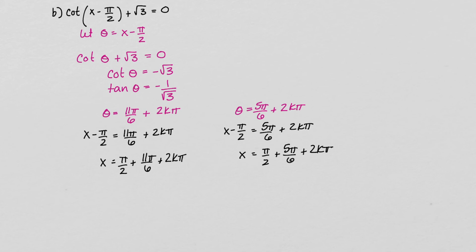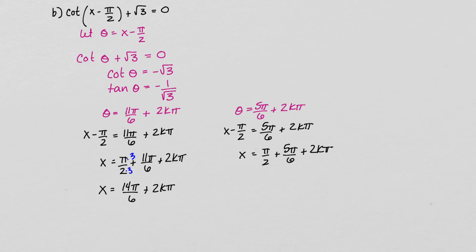So if we think about it, they're fractions, and to add two fractions, I have to have the same denominator. So I can make this 2 into a 6 by multiplying the bottom by 3. But if I multiply the bottom by 3, I also have to multiply the top by 3. So this one turns out to be x equals, so my denominator is going to be 6. I have 3 pi plus 11 pi, so it's going to be 14 pi. So 14 pi over 6 plus 2k pi.